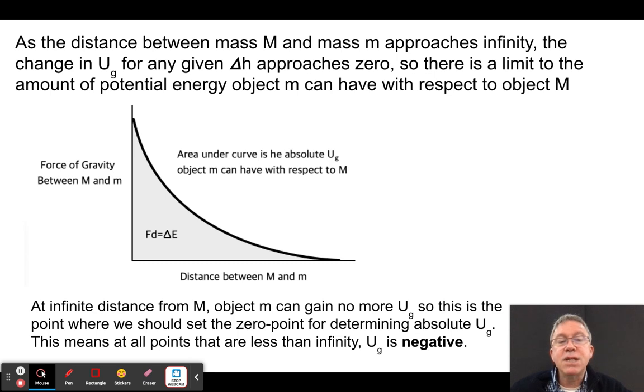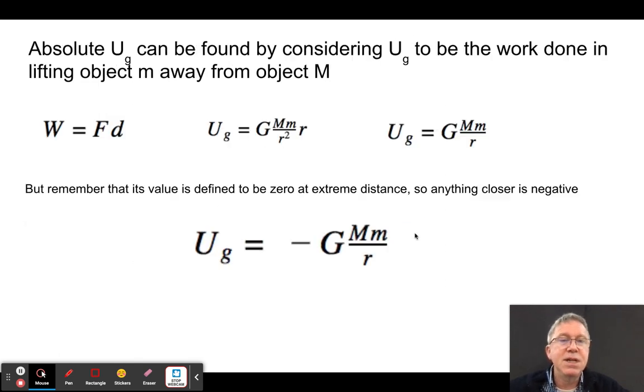But since we're trying to figure out what to call zero, let's call that point zero. When it's out here, we're going to say that's zero. Therefore, anything closer is negative, because as I move in closer, I'm losing potential energy. So I'm going to assign it a negative value as I get closer. So the absolute UG can be found this way.